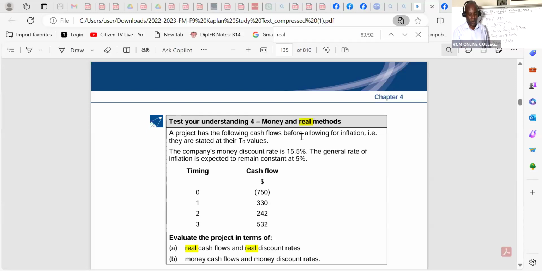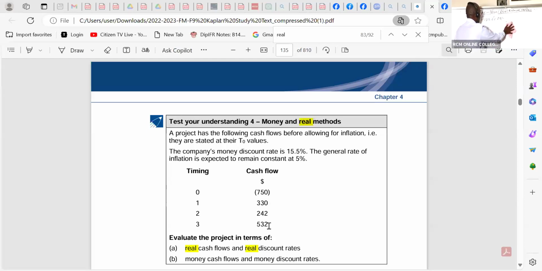So they have given us, ladies and gentlemen, the timing. They have given us cash flows. Evaluate the project in terms of A, real cash flows, and the real discount rates. So I'm going to do number 1. So I have in this case the cash flows that are not inflated. These cash flows without inflation rate are the ones that we call real cash flows. Those cash flows, the way they are there, we call them real cash flows. So we are not going to inflate them at all.